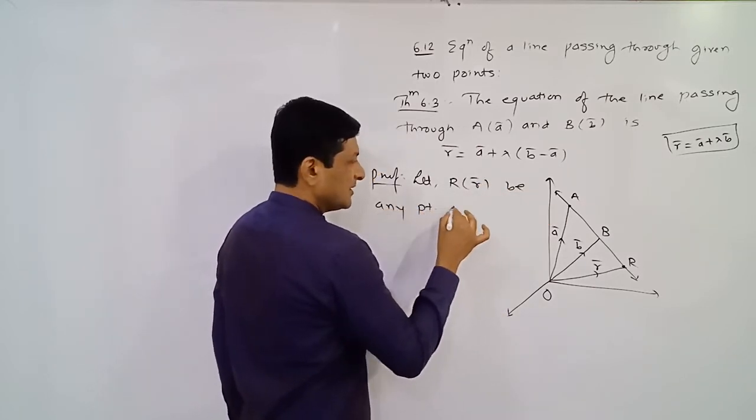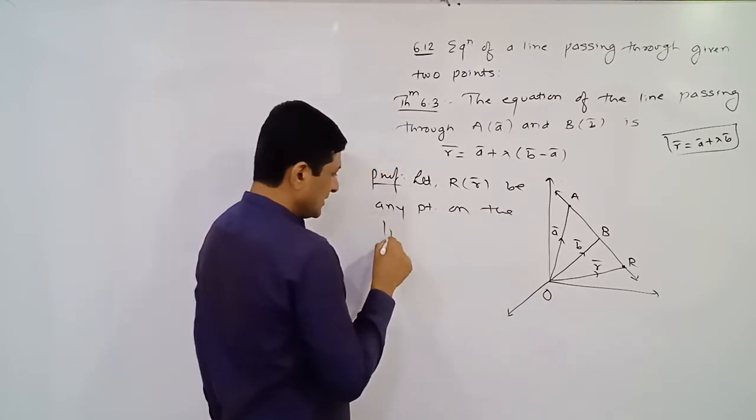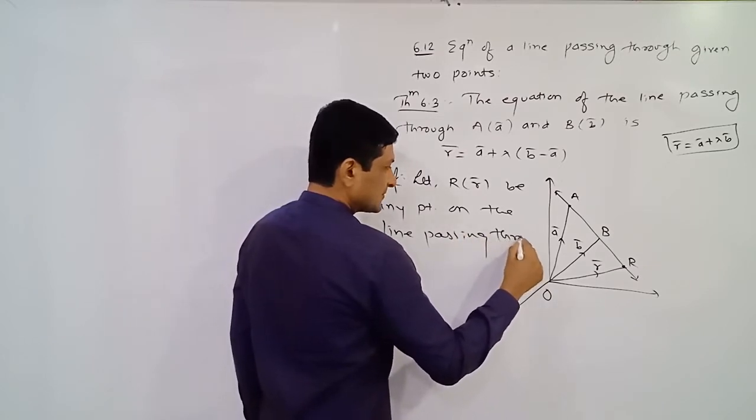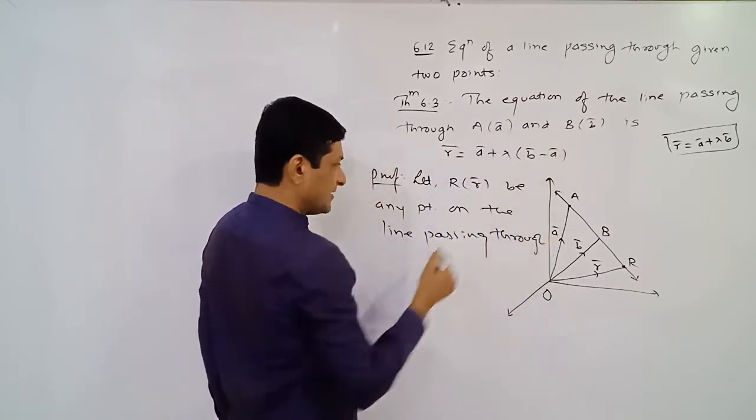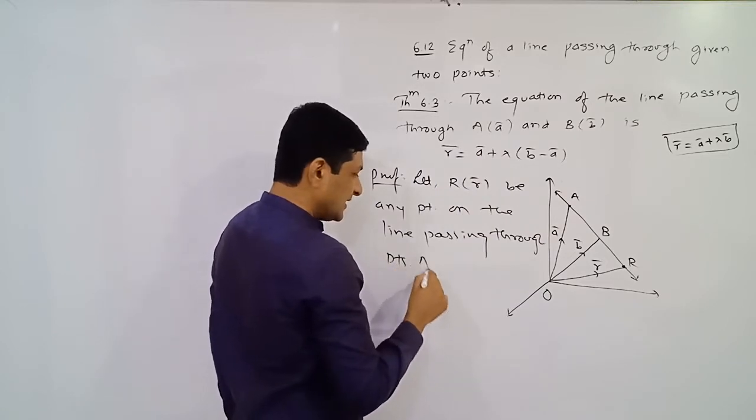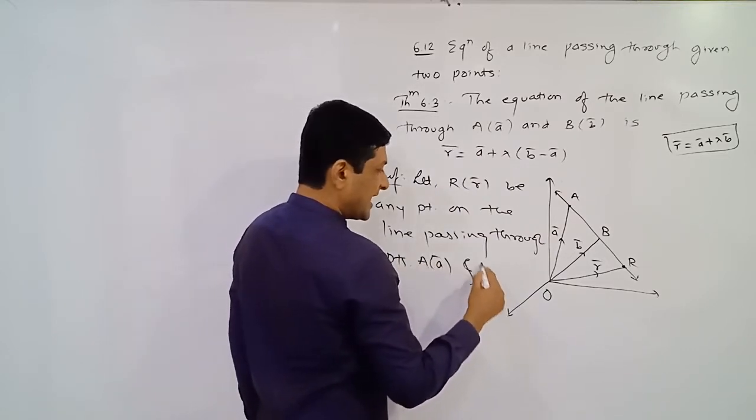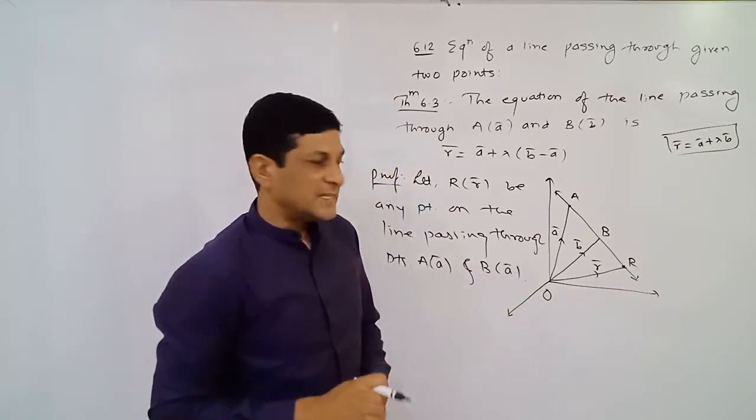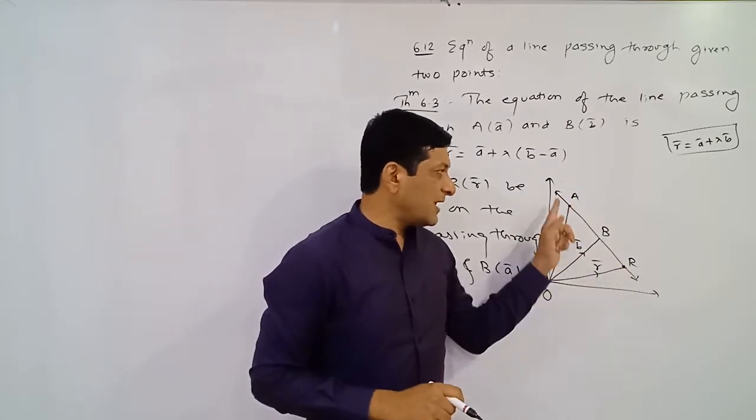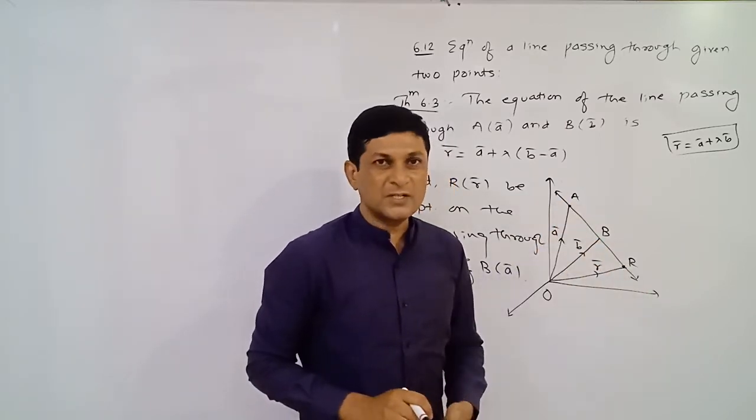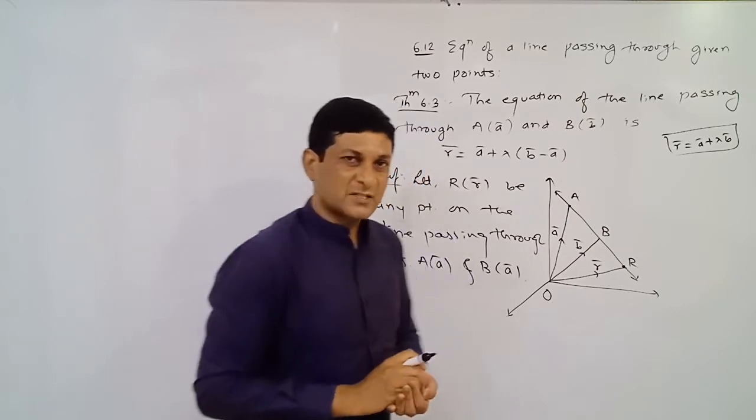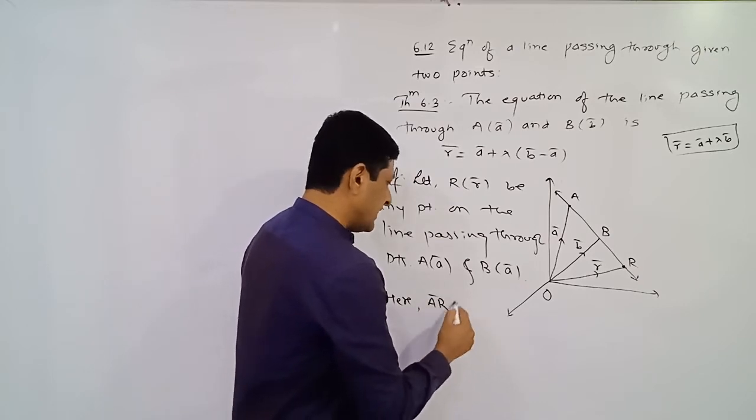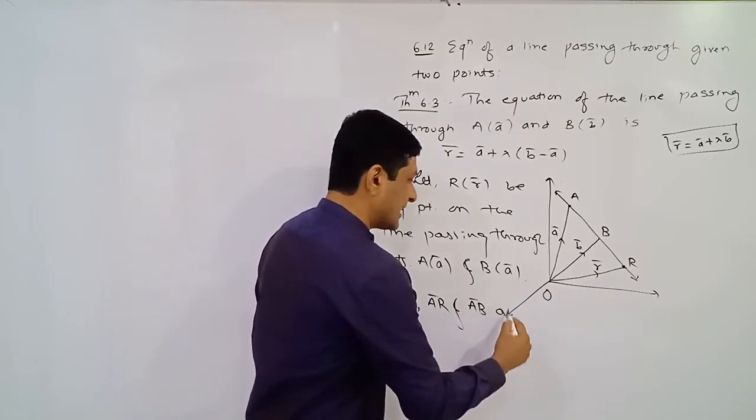So we suppose that R, having position vector R bar, is any point on the line passing through points A, having position vector A bar, and B, having position vector B bar. Now we can observe that these two vectors AR bar and AB bar lie on the same line, which means these two vectors are collinear.